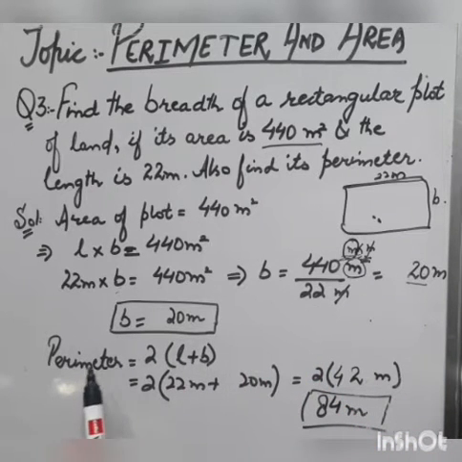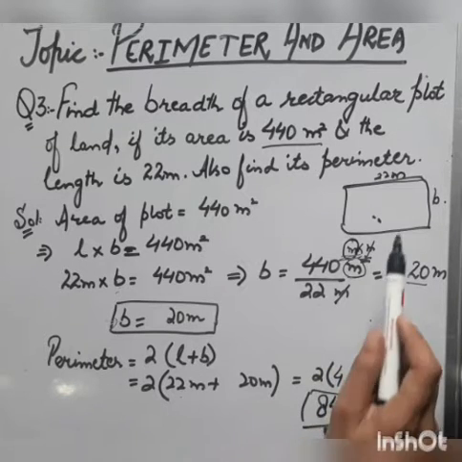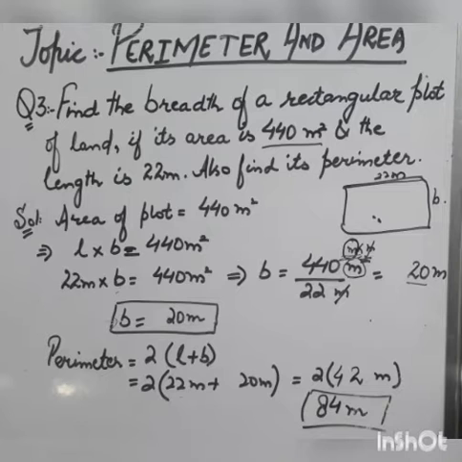Now we know that perimeter is equal to twice length plus breadth. So 2 into length is 22 meter. It was given plus breadth. We already got breadth as 20 meter. So 22 meter plus 20 meter is 42 meter. Now 42 multiplied by 2 is 84 meter. So perimeter of this rectangular plot is 84 meters. Clear?